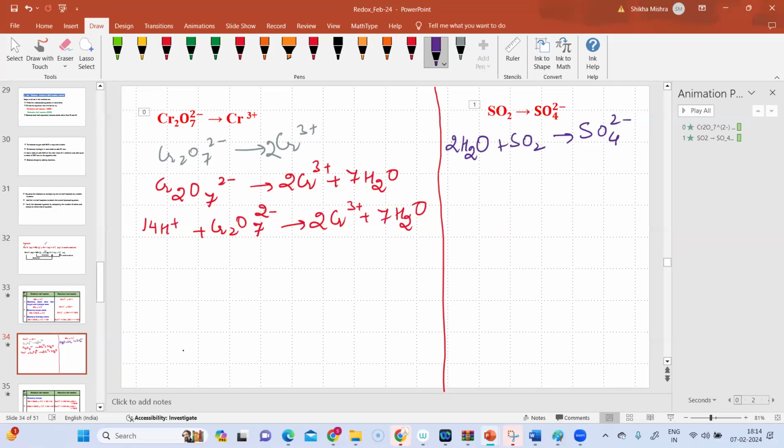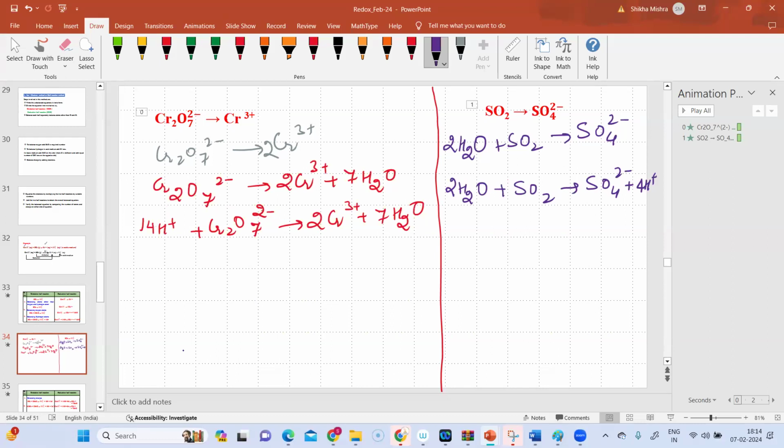So you will have a total of 4 oxygen. Now in this bargain, we have again got 4 more H+ ions. So to balance the atoms, we will say twice water plus SO2 gives us SO4 2- plus 4 H+ ions, right? Is it somewhat clear, Ritika, to you?